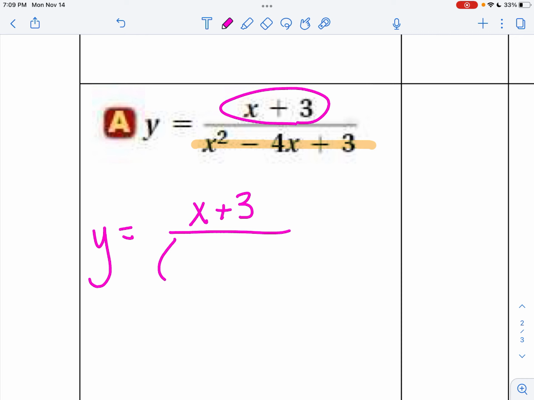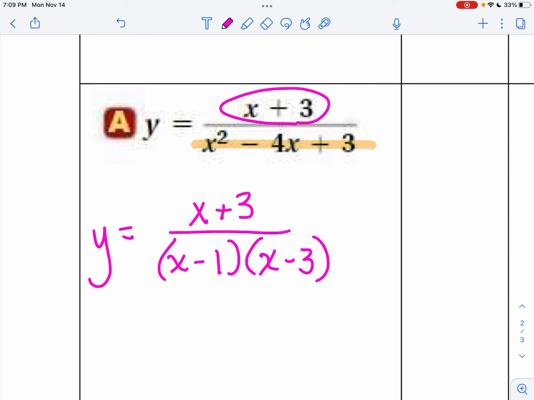Do you know what you got? Let's see. So factors of 3 that give you -4. Is that what I'm looking at? Yeah, those are the ones. That is right. Okay, got it.